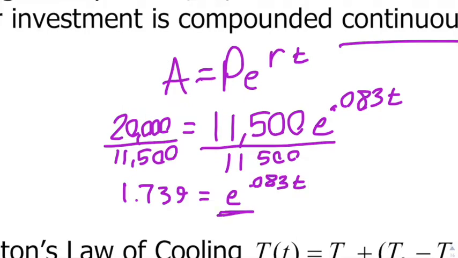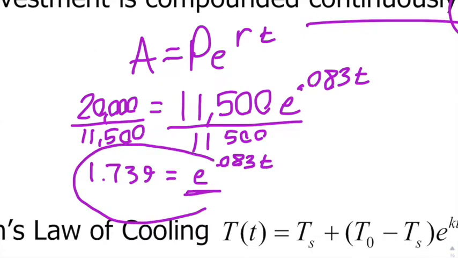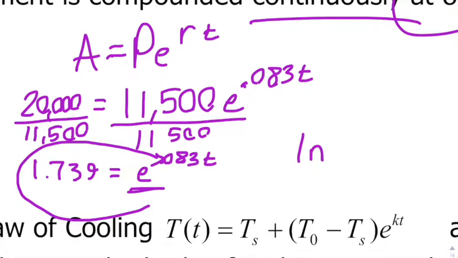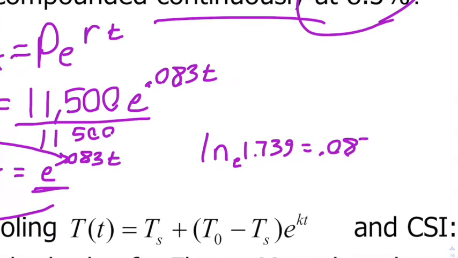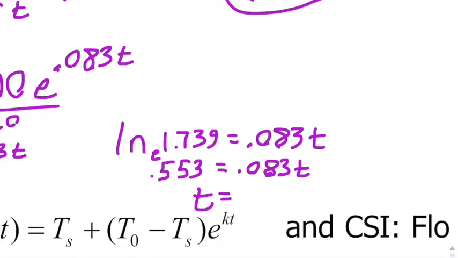And then let's switch forms again. We've got log base e, so that's natural log of 1.739 is equal to this decimal, 0.083t. Then take whatever natural log of 1.739 is, that gets us about 0.553, and then we'll divide that by 0.083. And then that's t equals 6.67 years.